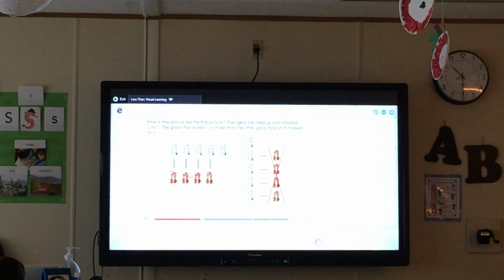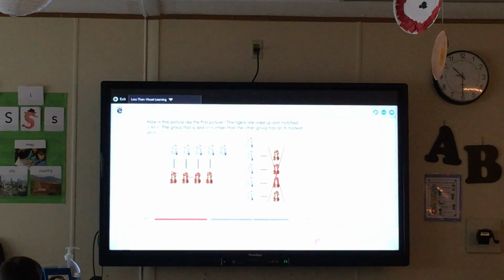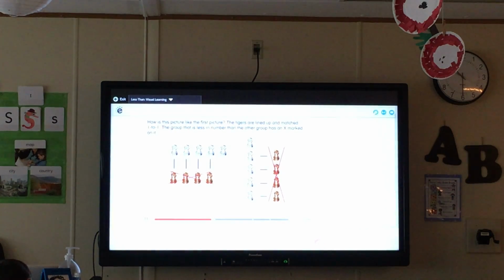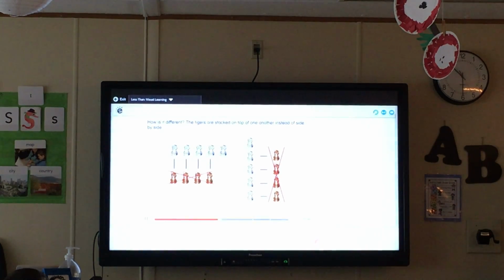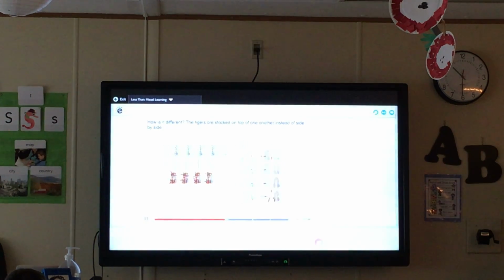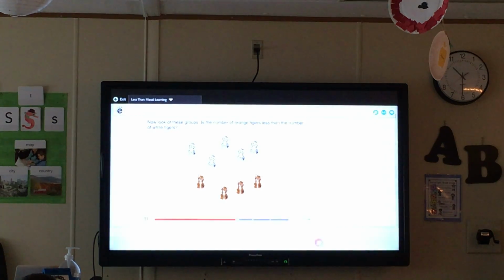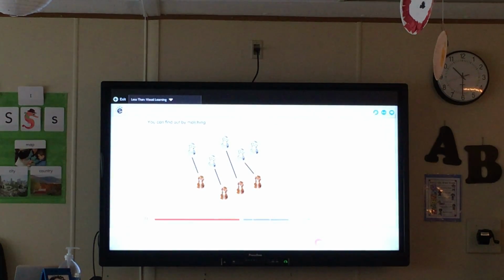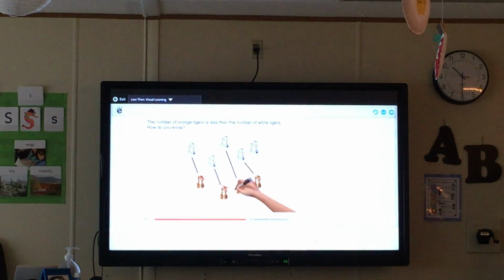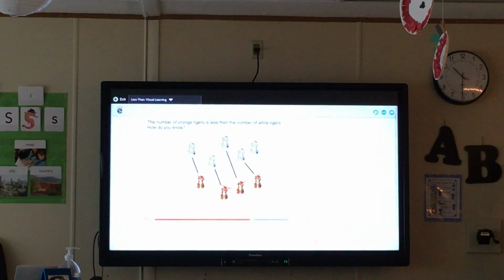How is this picture like the first picture? The tigers are lined up and matched 1 to 1, and the group that is less in number than the other group has an X marked on it. How is it different? The tigers are stacked on top of one another instead of side by side. Now look at these groups. Is the number of orange tigers less than the number of white tigers? You can find out by matching. The number of orange tigers is less than the number of white tigers. How do you know?